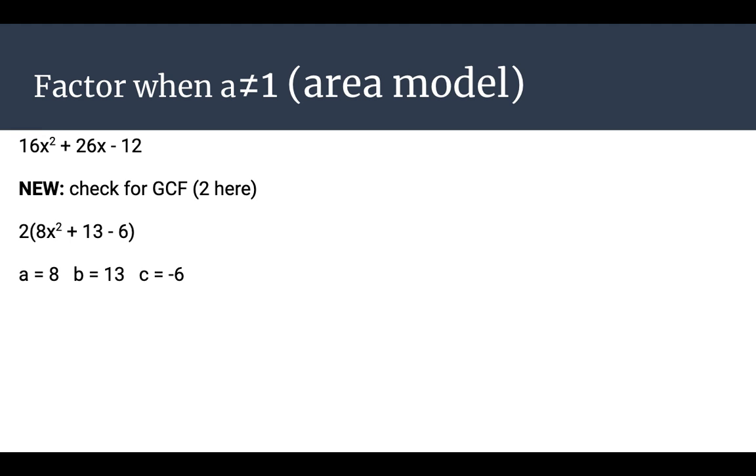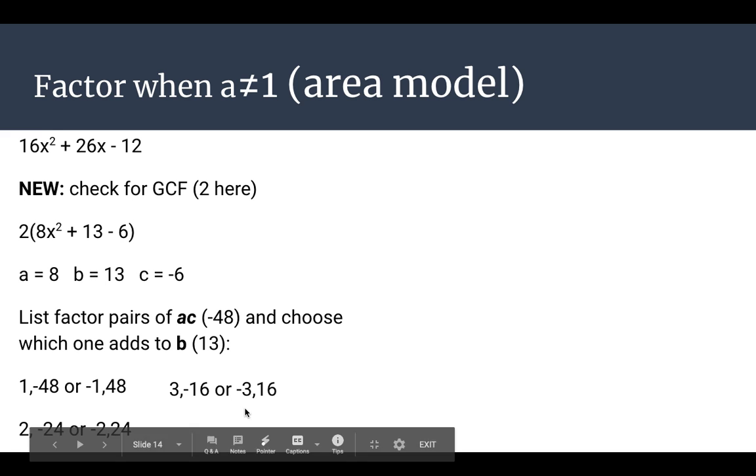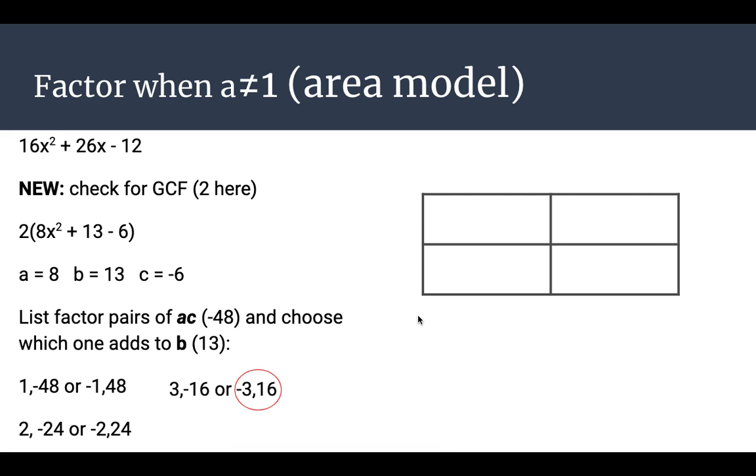So A is 8, B is 13, and C is negative 6. So we're going to list the factor pairs of A times C. A times C is negative 48, and B is 13. So 2 numbers that multiply to give negative 48 and add to give 13. Okay, let's start with 1. 1 times negative 48, or the opposite, that won't work. What about 2? 2 times negative 24, or the opposite, those don't work. What about 3? 3 and negative 16, or negative 3 and 16, that works, right? Because if I do negative 3 plus 16, I get 13. Perfect.